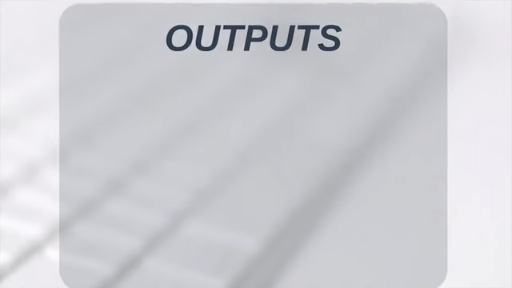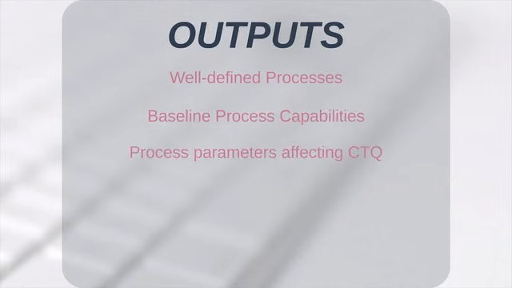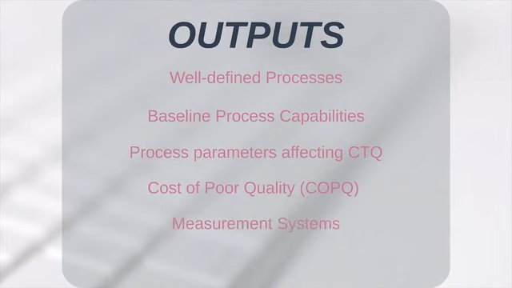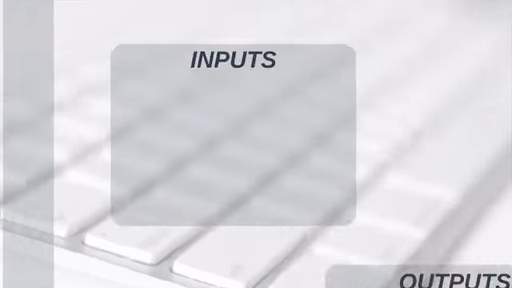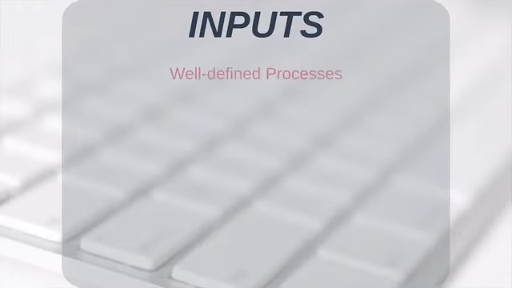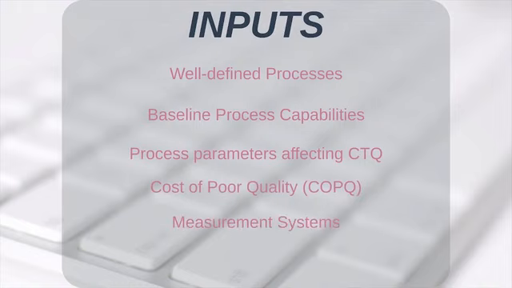The expected outputs are well-defined processes, baseline process capability, process parameters affecting CTQ, critical to quality, cost of poor quality, COPQ, measurement systems. The next phase stated is analyze. The inputs for this phase are well-defined processes, baseline process capabilities, process parameters affecting CTQ, critical to quality, cost of poor quality, COPQ, measurement systems.